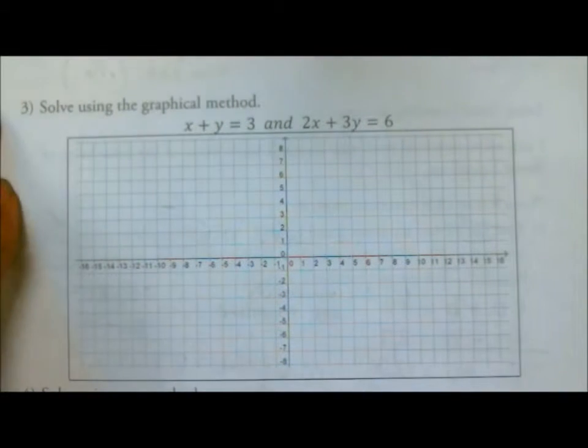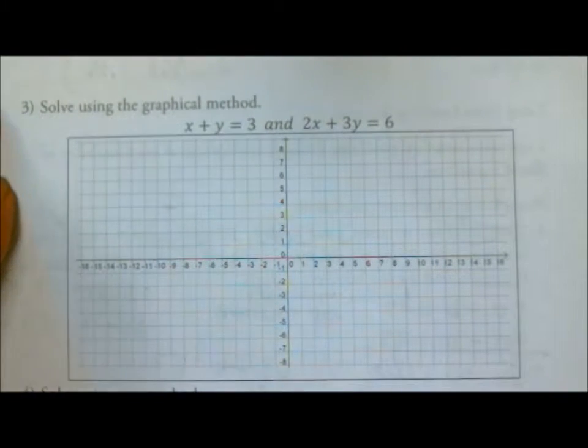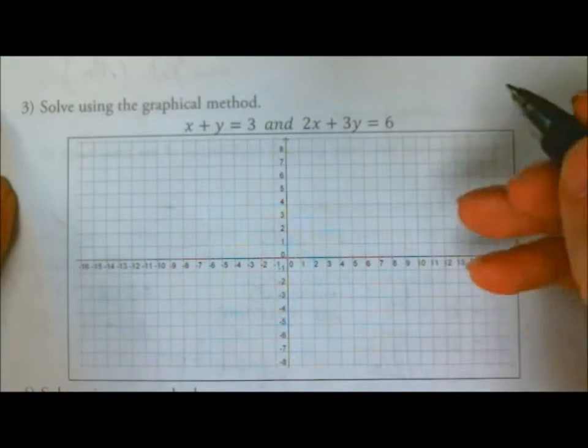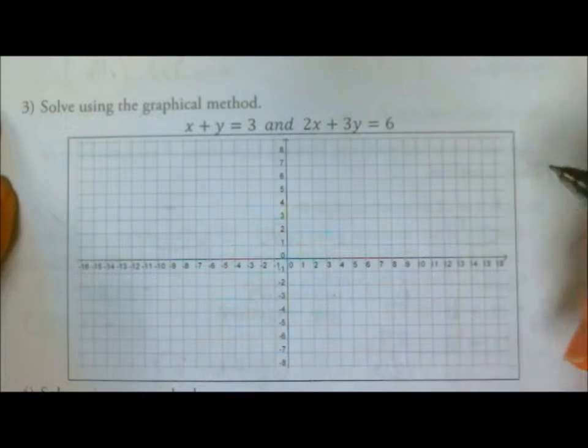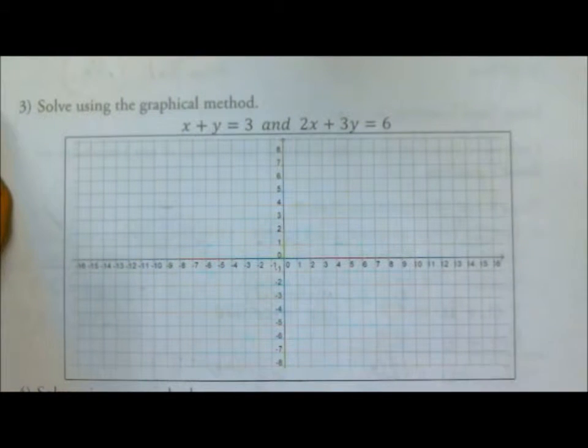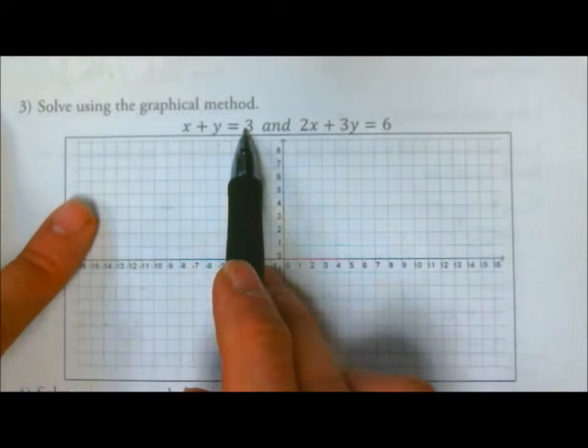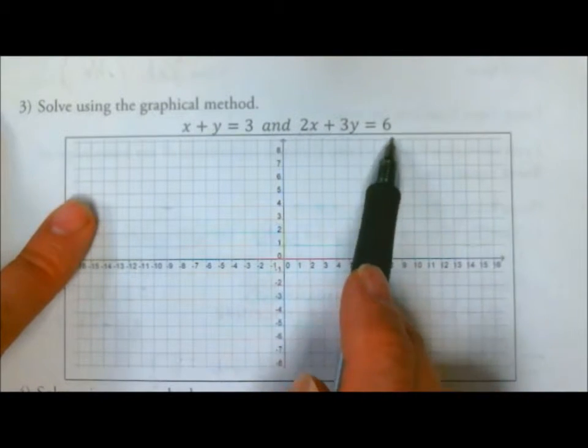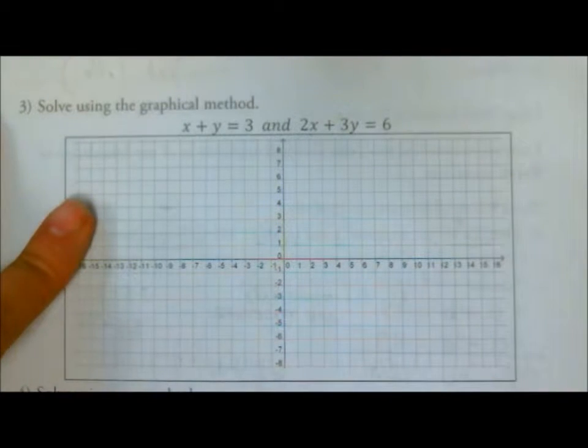Number 3. Now you remember we've solved 2 problems now, and we've used elimination, and we've also used substitution. There's a third method called graphical method, meaning you graph the 2 equations, look at where they cross, and that's your solution set. Hopefully this will lend some clarity to what we mean by what we're doing when we use the elimination and substitution method as well. So, looking at this, we have x plus y equals 3 and 2x plus 3y equals 6. We're simply going to graph those 2 equations.